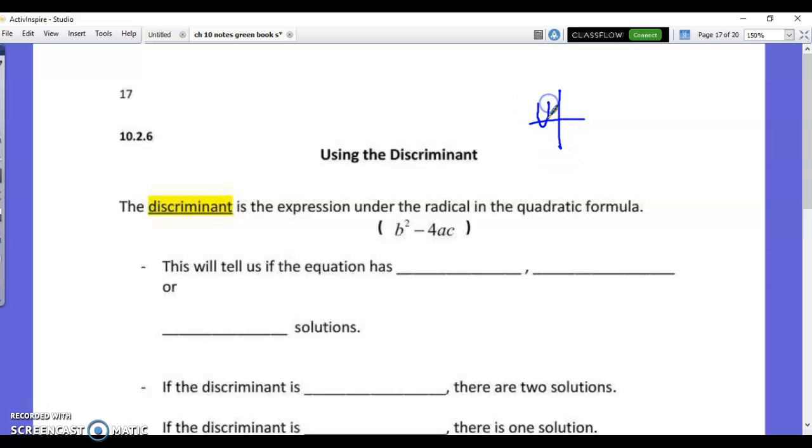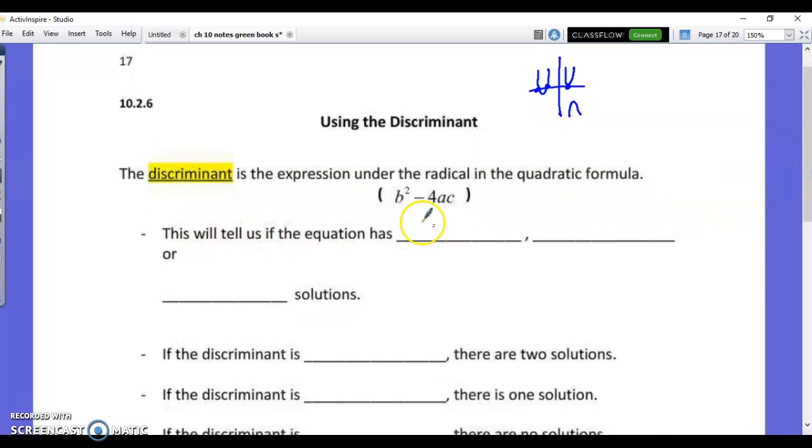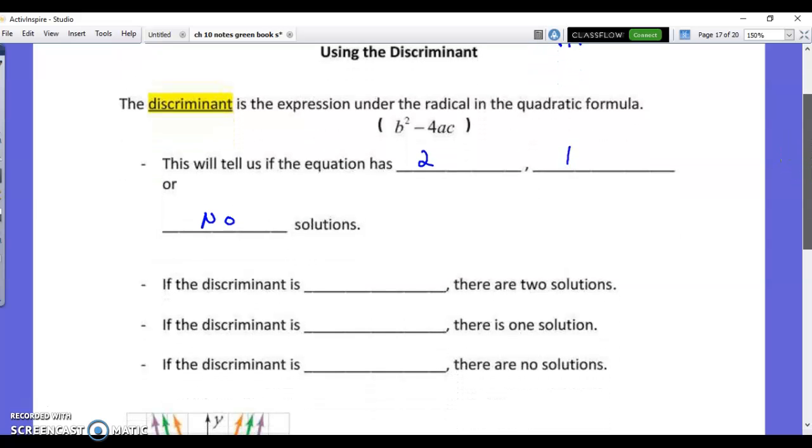Remember, a solution to a graph is how many points it crosses the x-axis. So if it's like this, there's 2 points. If it's just this, it'd be 1 point, or if it's not even crossing it, that would be no solution. So this tells us whether it has 2, 1, or no solutions when we're solving for that variable.